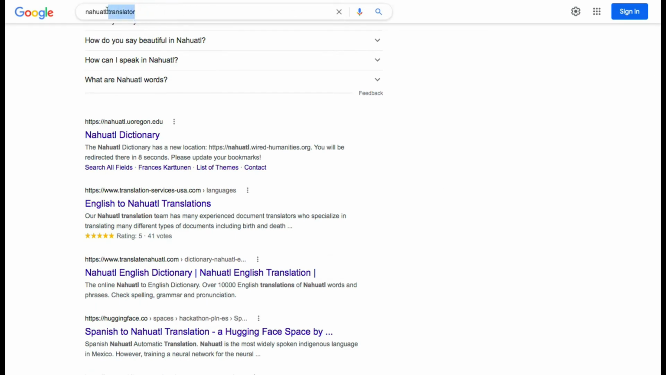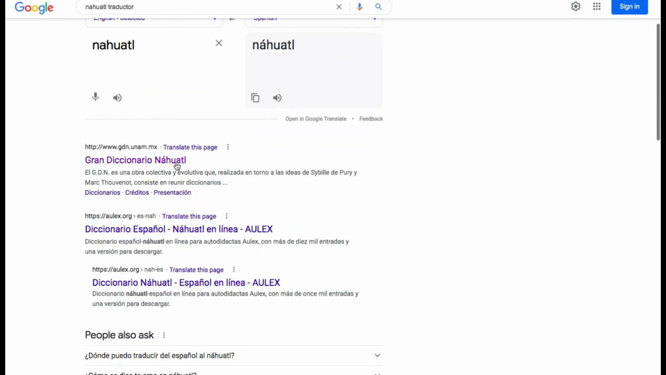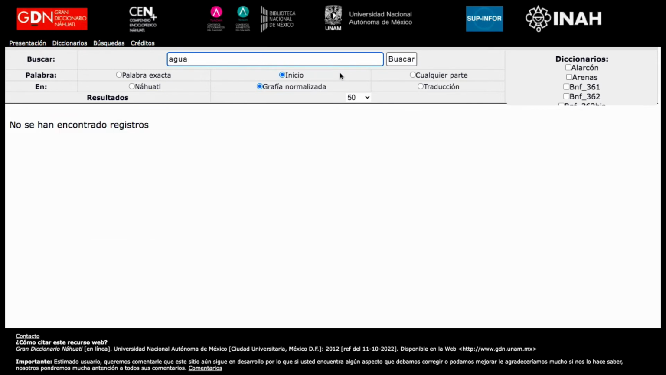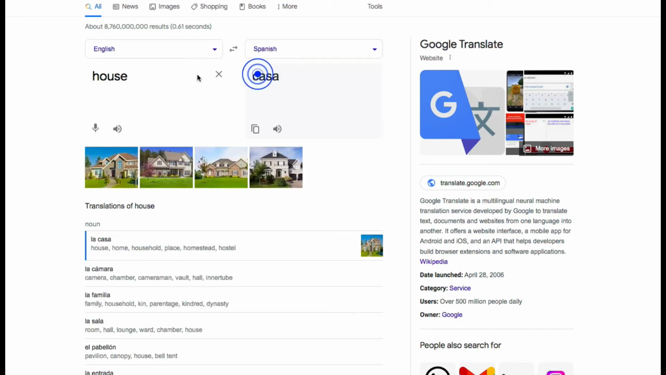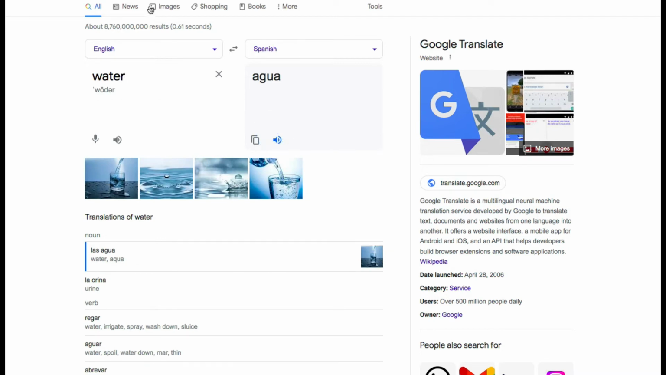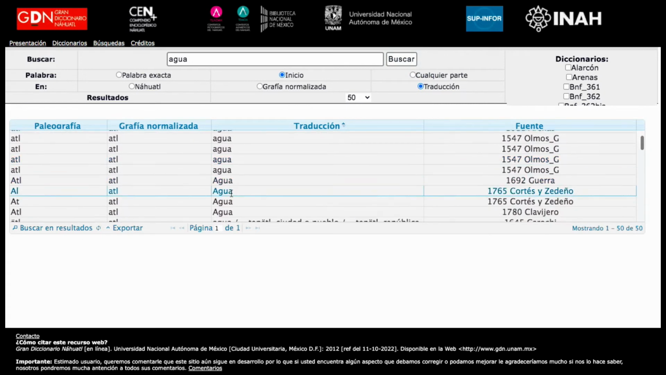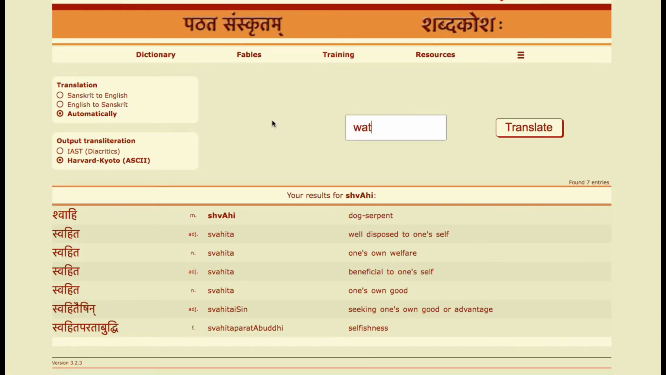I'll look at it in Spanish. No, that's not good here. From the university in Mexico, we have Nahuatl. For example, the word for water, in Spanish, it's agua, right? So here we're going to go from English to Spanish, and water is agua. And what's the word here? It's atl. Look. There. Atl is the word for agua, which is water in English. And in Sanskrit, it's at.